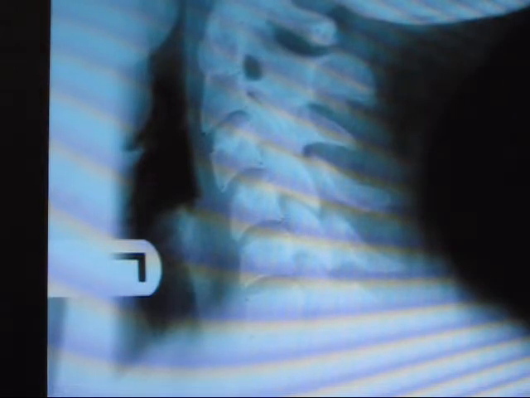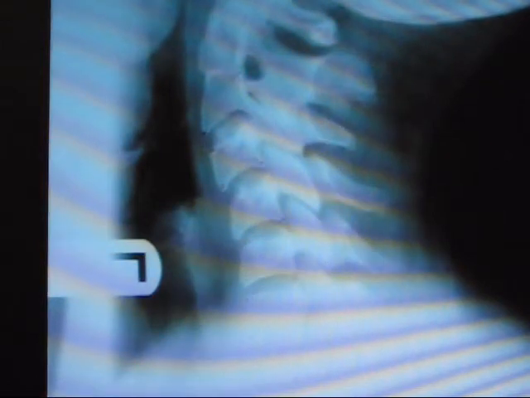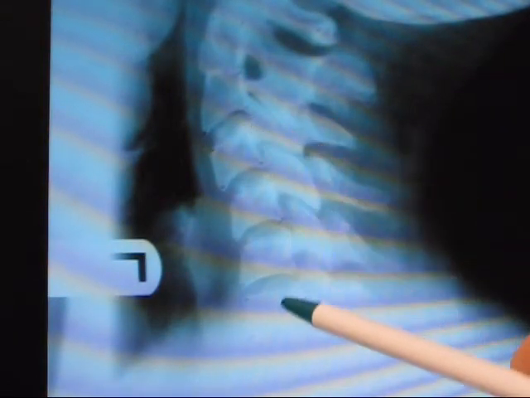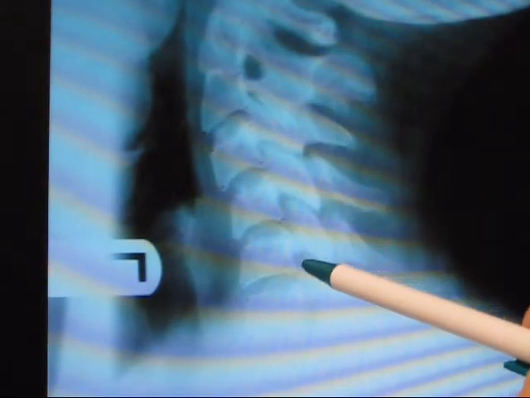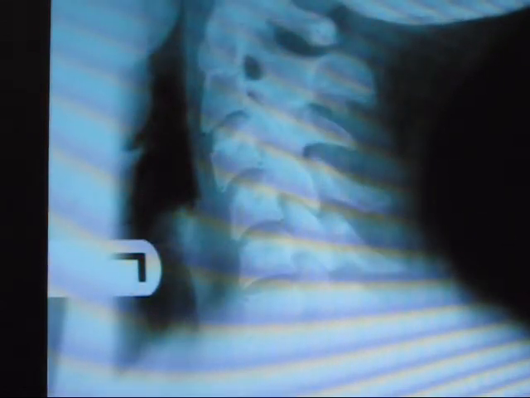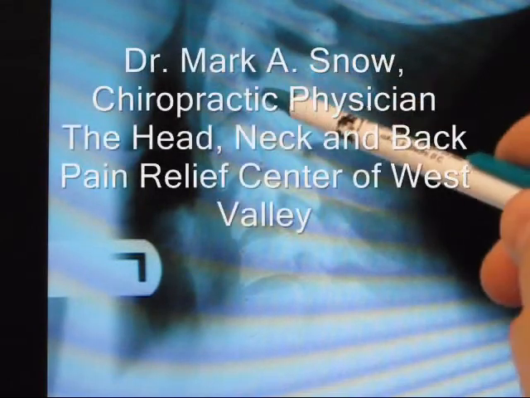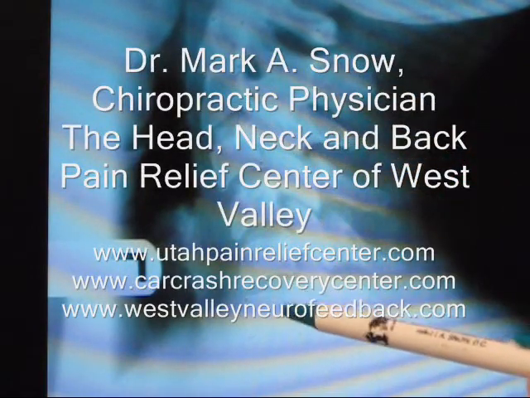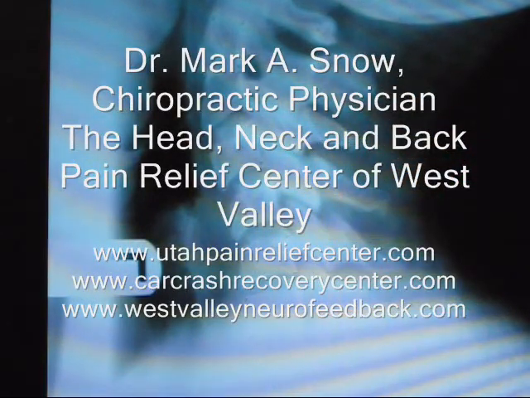So it's important to get checked following an auto accident, even if you don't have any symptoms. I've seen people come in with no symptoms and have this type of structure. So it's important to get checked, even if you don't have any symptoms, to make sure that you don't have soft tissue injuries leading to this type of malalignment, which would lead to rapid degeneration.